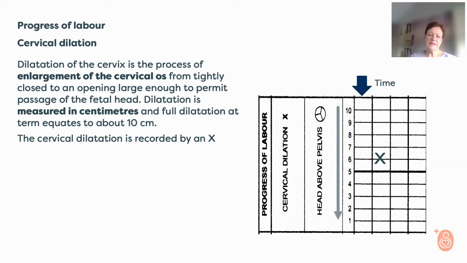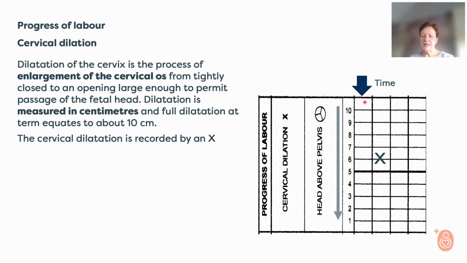Now, if we look at cervical dilatation, which we will come to in a little bit more detail just now, which is the enlargement of the cervical os, we record this on the partograph in this way. Here you see a vertical row of numbers from 1 to 10. That's the cervical dilatation in centimeters. So if the cervix is, for example, 6 centimeters dilated, we will record it against this 6 centimeters here on the partograph, and we do it by a cross.